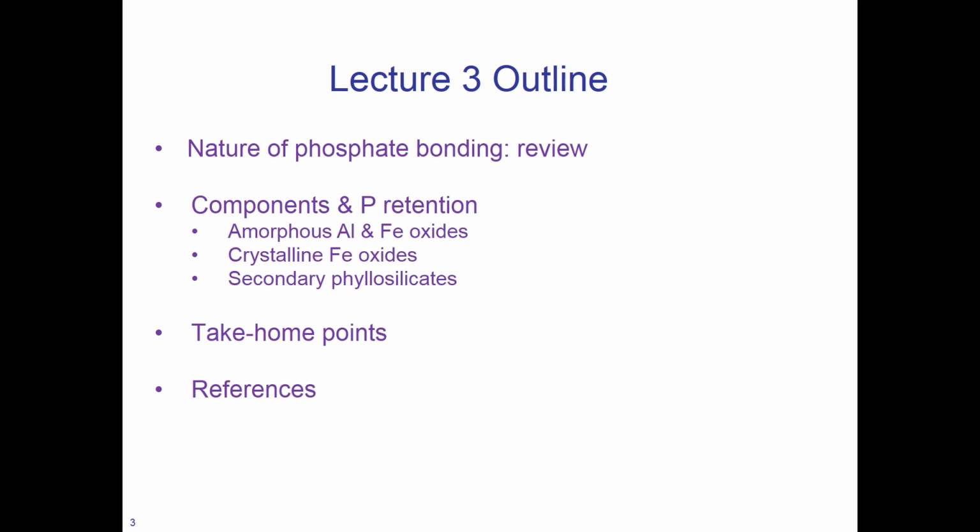Lecture 3 will review the nature of phosphate bonding. It will cover some soil components and their P retention characteristics, including amorphous aluminum iron oxides, crystalline iron oxides, and secondary phyllosilicates. And we'll summarize at the end with a few take-home points and provide some references.